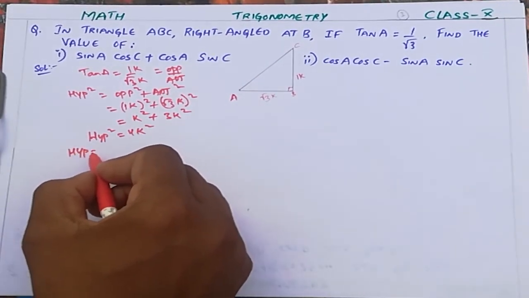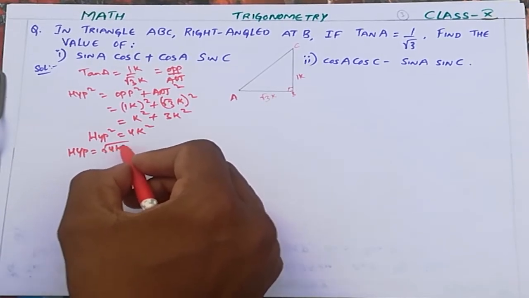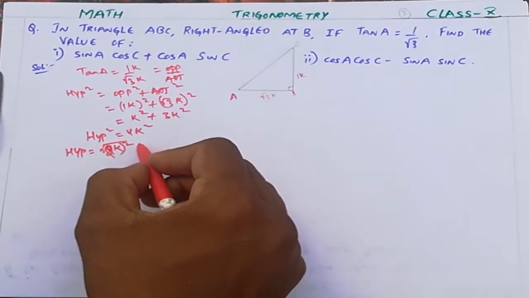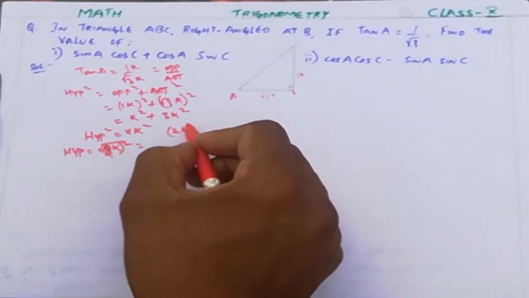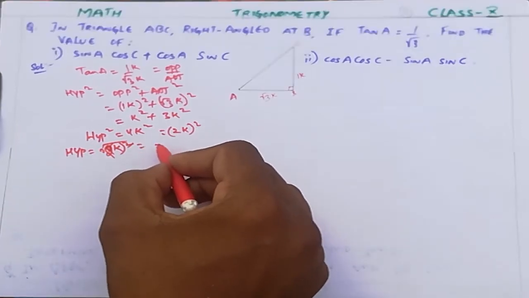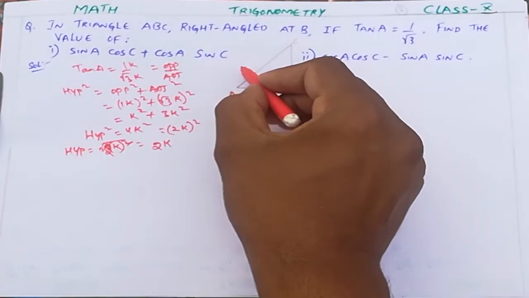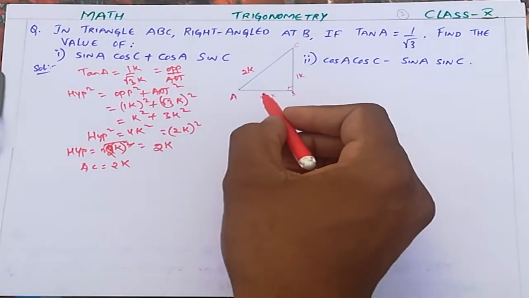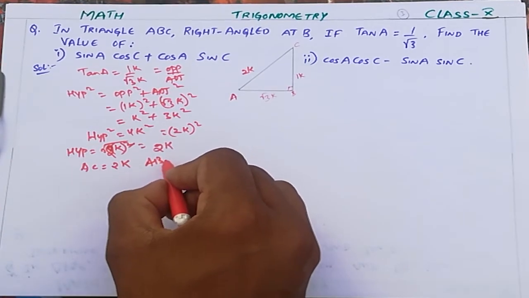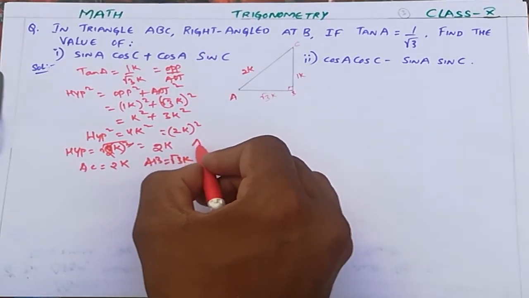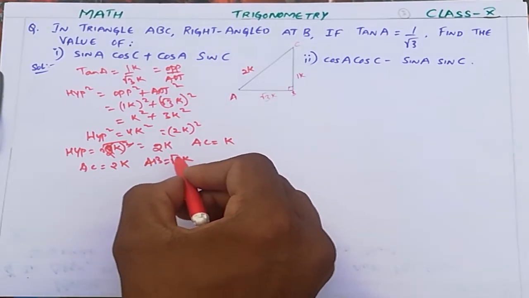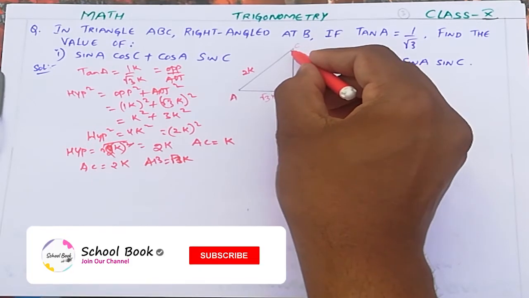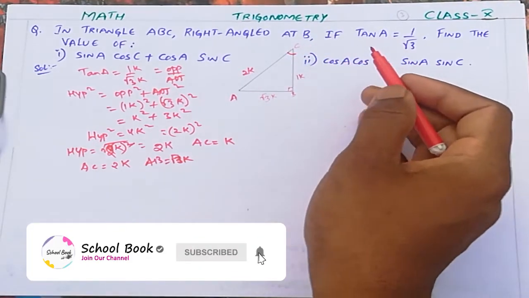It is hypotenuse square value. Hypotenuse will be root 4k square. So root 4k square I am writing as 2k whole square. So 2k whole square, square root cancel, we will get 2k. So now we got hypotenuse value as 2k, that is AC. AC equals 2k, and AB equals root 3k we have. Now we got the values, then we will substitute. We will find out angle C. Okay, first we will find out angle A.